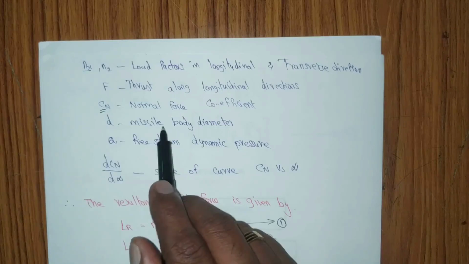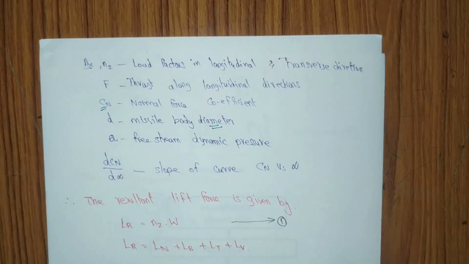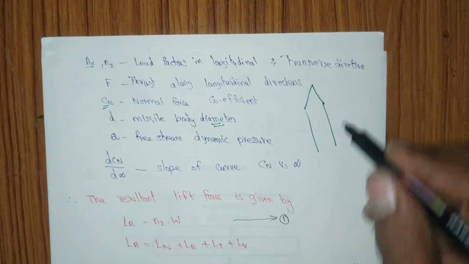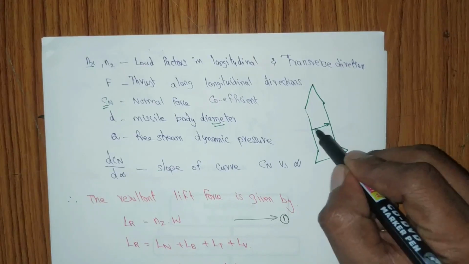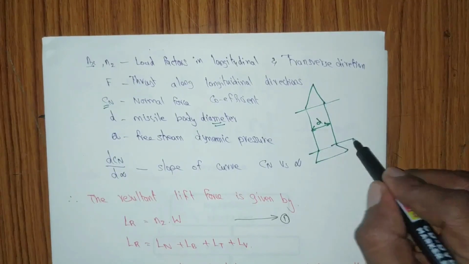So D is the missile body diameter. This is very important. The importance of the diameter of the missile body is very high. Let us take this missile, right? So this is the missile body diameter. So this has three portions: cone, body and tail section.